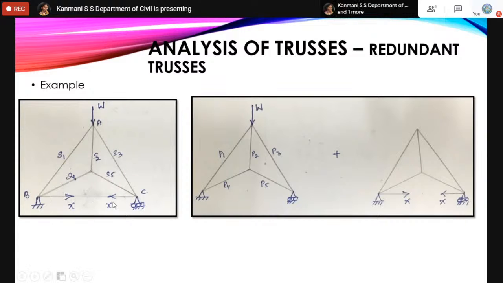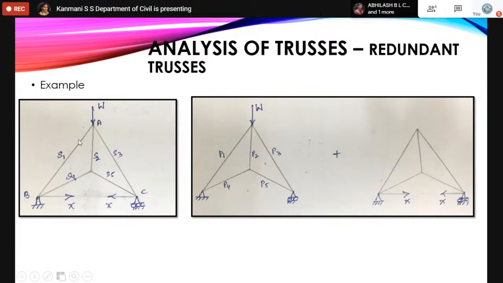I will cut and release this redundant. I will make it in such a way that I first apply the external loads and then the redundant. With that, I will call the member forces in total with redundant S1, S2, S3, S4, S5, nothing but the S system of forces. I will say it's the final system of forces.